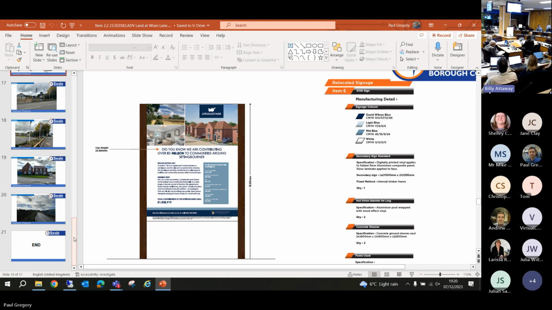In summary, the proposal seeks advertisement consent for modest signage and flags associated with the sales area at land at Wises Lane. The signage has been carefully considered in the context of the surrounding area and will assist visitors in accessing the site, limiting impacts on residents. Your officers have recommended the application for approval, and we hope that you are able to support this application and grant permission accordingly, whilst also removing the requirement for condition 7.